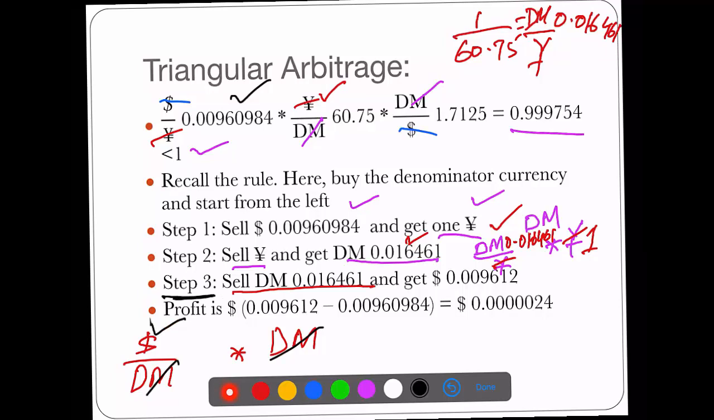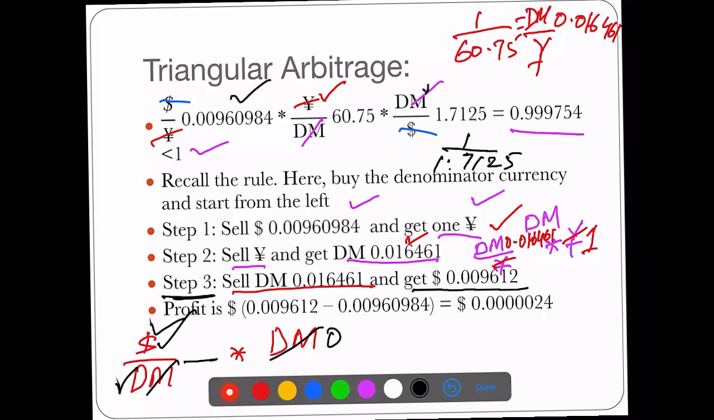So over here, can we see that dollar is on the top? No. So it means take its reciprocal, 1 divided by 1.7125, and the dollar will go up over here, and the Deutschmark from here moves down in the denominator. So if you take this, you will divide and do the calculation over here, and end up getting 0.009612. So do your own calculation.